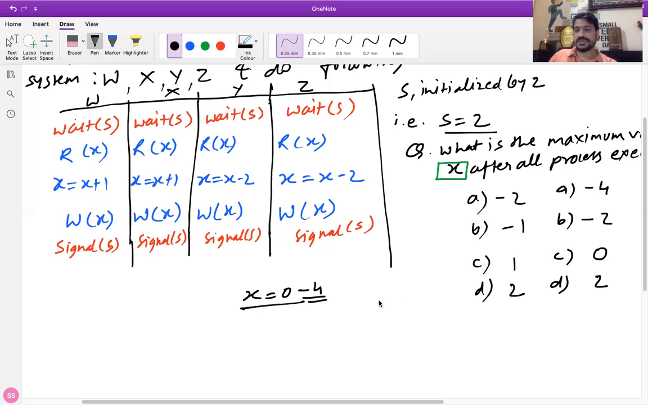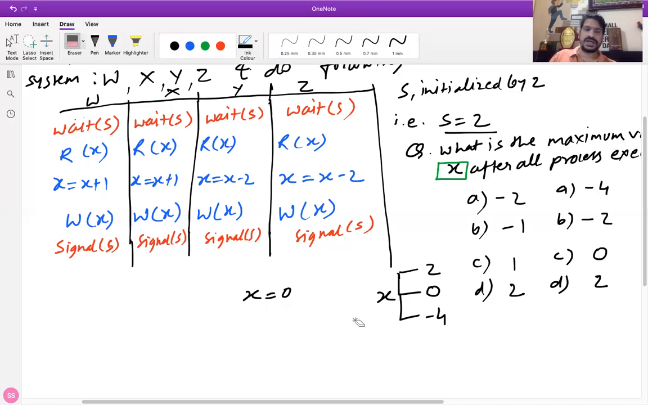So what is the maximum value of X that is possible? Maximum value of X that is possible is 2, and minimum value of X that is possible is -4, when the initial value of X is 0, right? With this particular method. Now what we have understood here is, to find out the minimum value of X, we require that W and X should not execute. So we'll do the same trick.